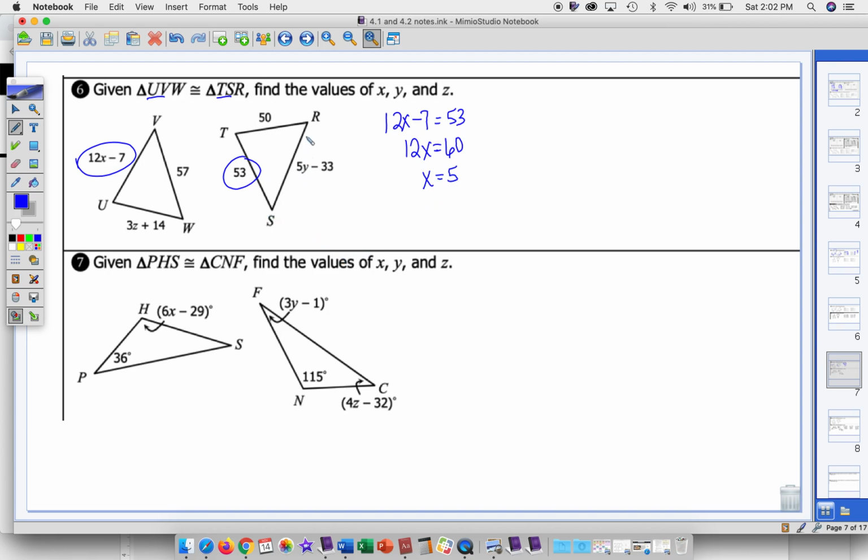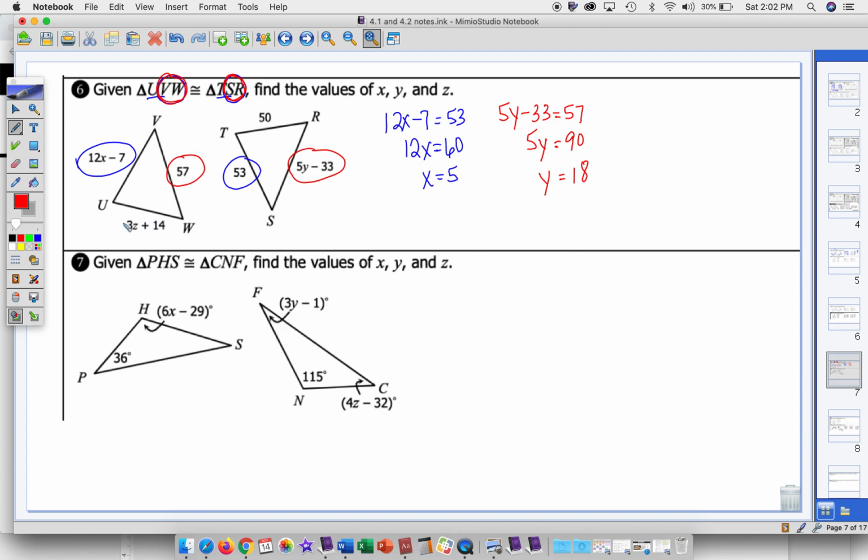Okay, to find the value of y is RS. So when I look at RS, that corresponds to WV, and here's WV. We can do this in red. Okay, so 5y minus 33 is equal to 57. So 5y is equal to 90. Okay, so y is equal to 18.